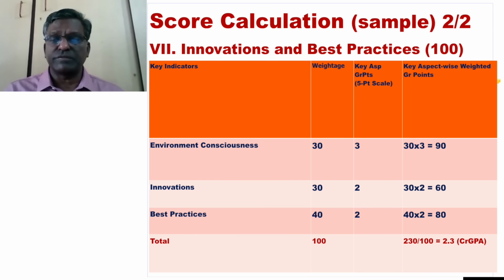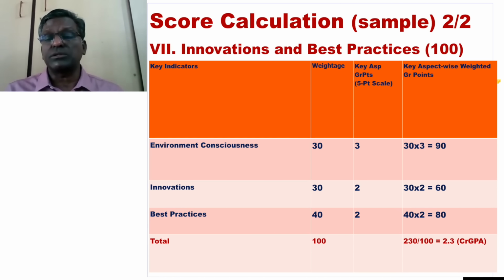With reference to the first key indicator, it is good, therefore 3. With reference to innovations, it is just average, so therefore it is 2. With reference to best practices also, it is just average, 2. So therefore 30 into 3, 90, which is a good score. 30 into 2, 60, average. 40 into 2, 80. So totally 230.